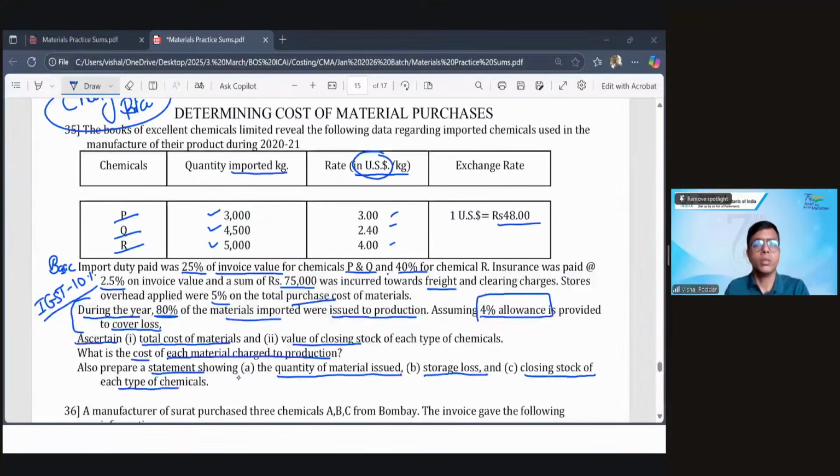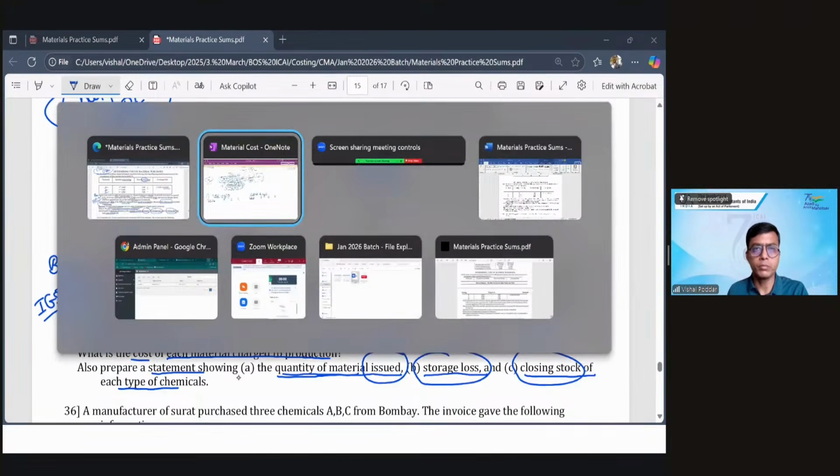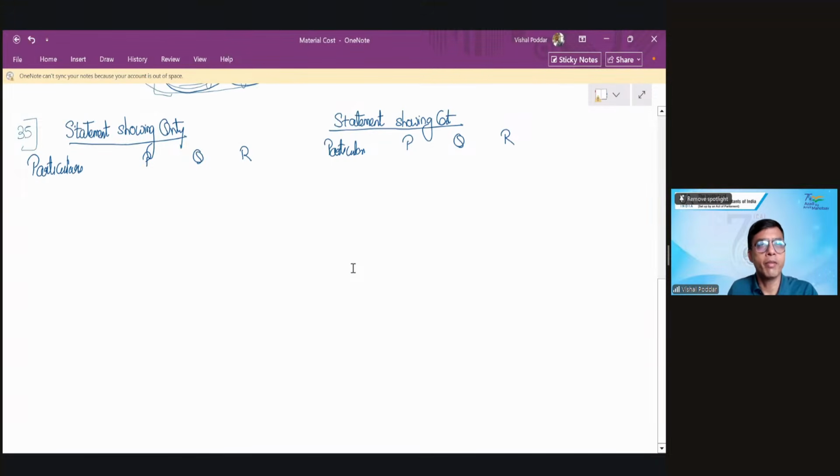However, they have asked us to find out how much quantity of material will be used in manufacture. So in our quantity statement, you have to find this out. We have to also find out losses and we have to also find out closing stock. So fine, since it is a requirement of the question, we'll do everything. Now, coming to the answer. What they have asked us, we need to ensure that is part of our workings and answer.